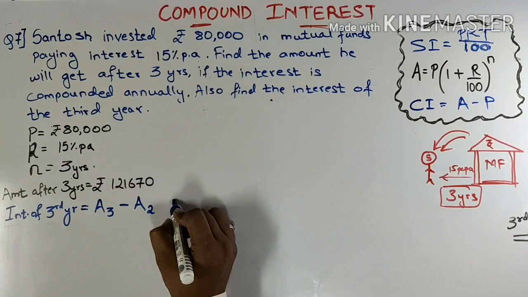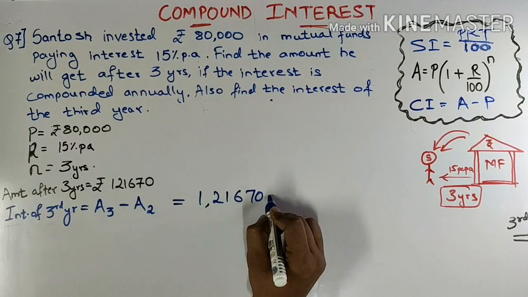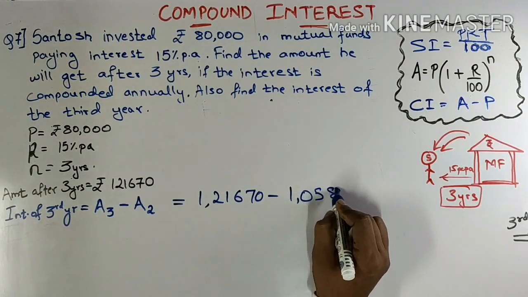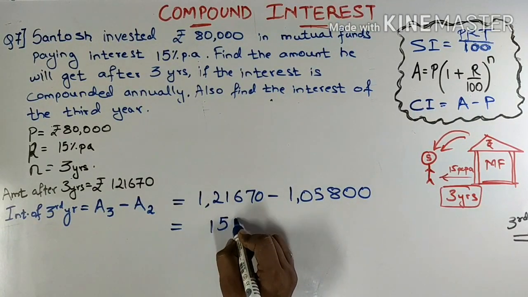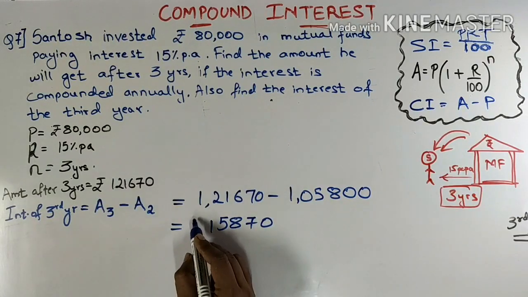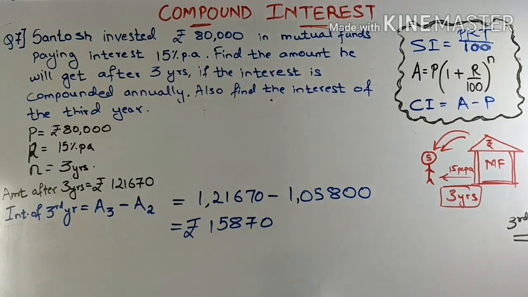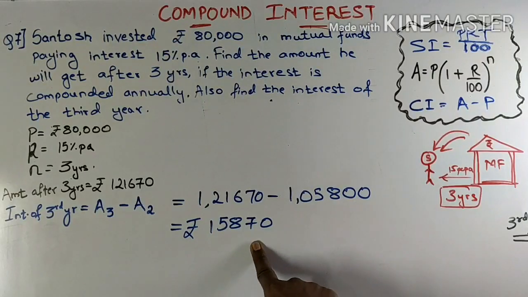We continue ahead with this, that is 1,21,670 minus 1,05,800, which gives me 15,870. So the statement will be: Santosh gets the interest of rupees 15,870 in the third year. I hope this was clear. Let's move on to the next question.